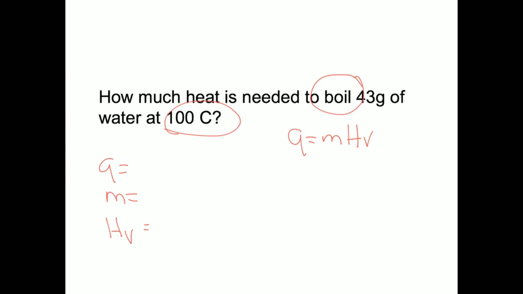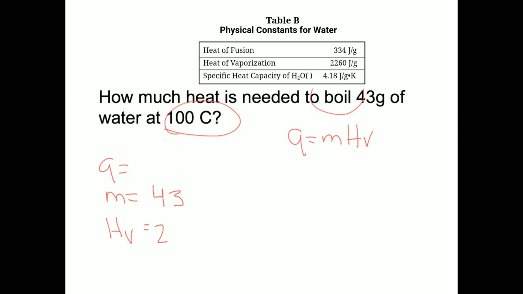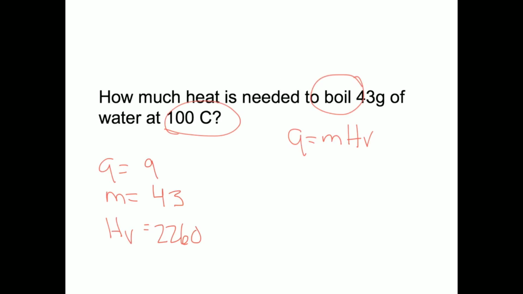So here, in this question, you can see the keyword boil. We also have the keyword 100 degrees Celsius. So what we'll want to do is set up a variable table. We have a mass of 43, and recall that HV is found on reference table B. All of these equations always have one variable either found on reference table B or given to us.